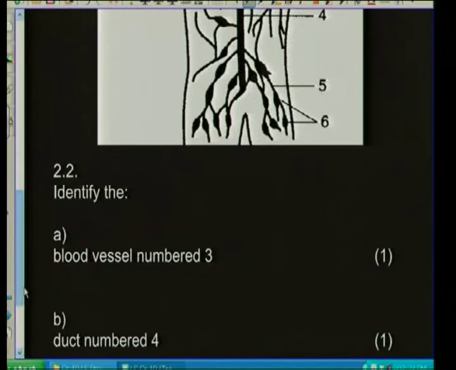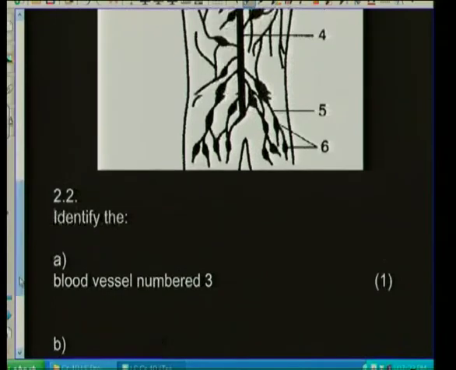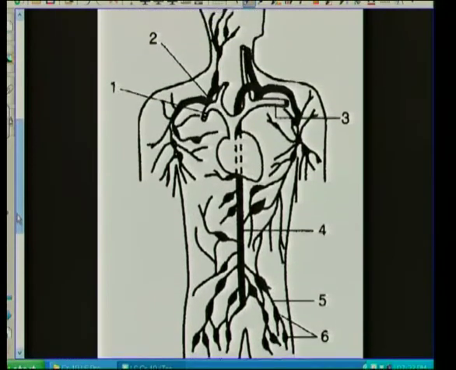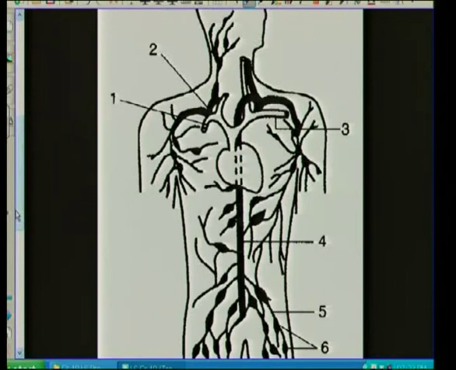Next question. Identify the blood vessel number 3. This one here. Look from which side of the heart it's coming. It's coming from the right side of the heart. So it would be the pulmonary artery. If it was coming from the left side of the heart, it would have been the aorta. Good.